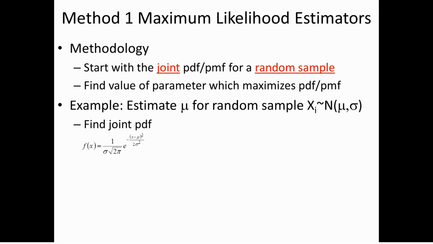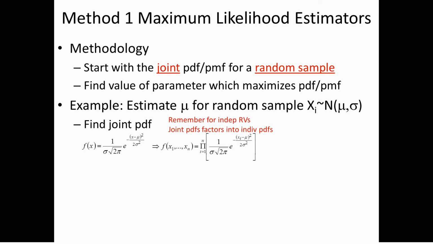Okay, so we find the joint PDF. We know the PDF for each individual random variable is this, and we recall that when we have independent random variables, the joint PDF factors into the individual PDFs. We can simplify that, and we end up getting the following. Now notice that mu is the only variable here. The xi's come from the random sample, and sigma is considered known. I want to find the value of mu that maximizes this, so it's probably a good idea to get it out of this exponent.